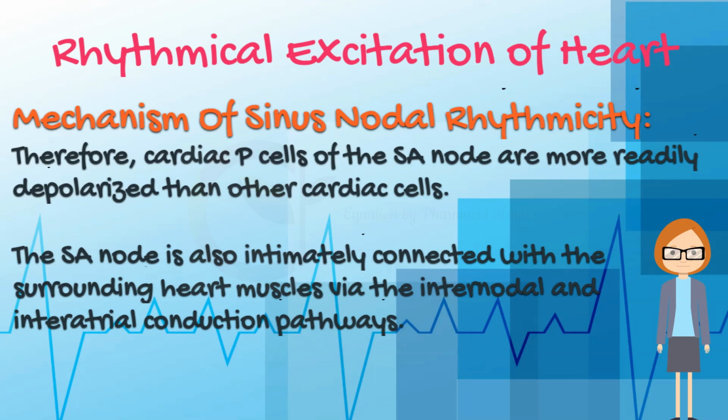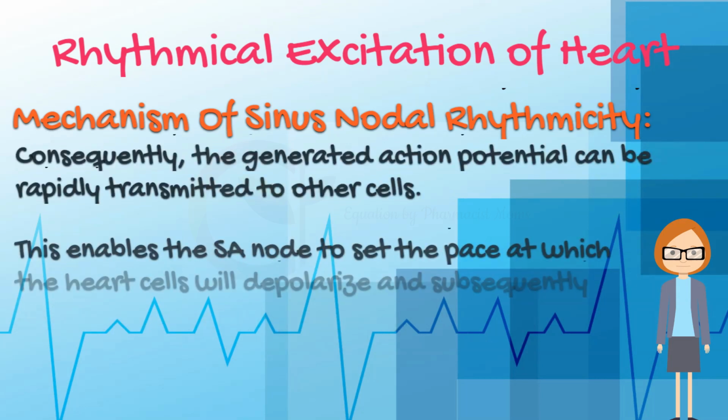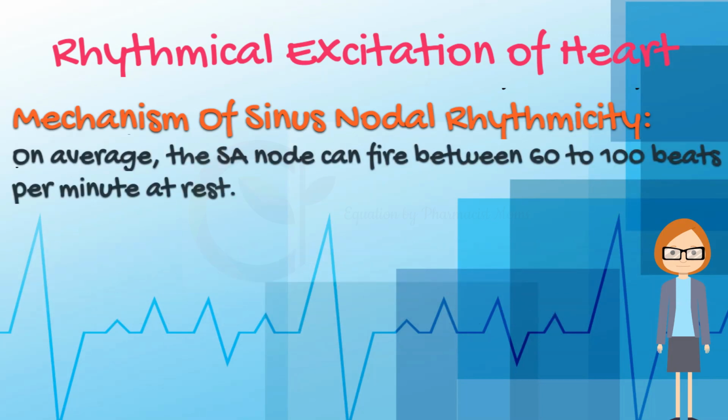The SA node is also intimately connected with the surrounding heart muscles via the internodal and interatrial conduction pathways. Consequently, the generated action potential can be rapidly transmitted to other cells. This enables the SA node to set the pace at which the heart cells will depolarize and subsequently contract, making it the pacemaker of the heart. On average, the SA node can fire between 60 to 100 beats per minute at rest.